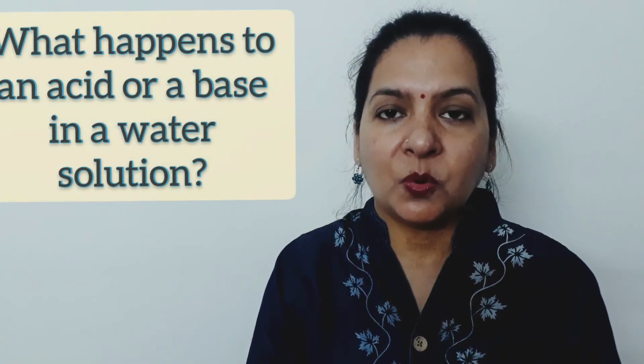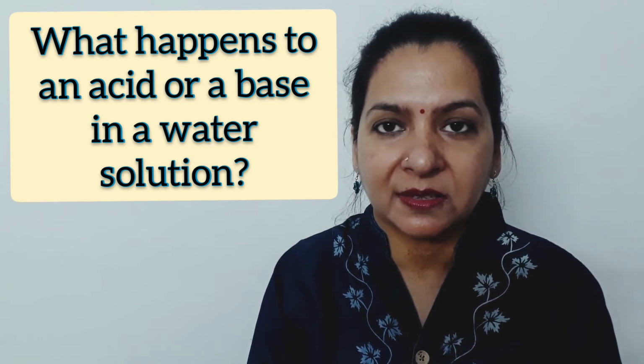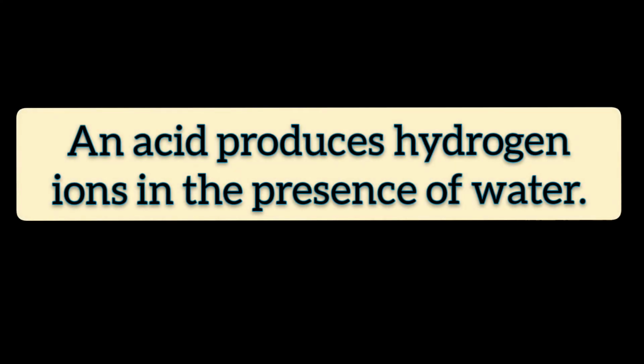Now we will see what happens to an acid or a base in a water solution. An acid produces hydrogen ions in the presence of water, and due to the presence of these hydrogen ions, an acid shows its acidic behavior. But in the absence of water, an acid will not form hydrogen ions, so it will not show acidic behavior. Let's observe this with the help of an experiment.